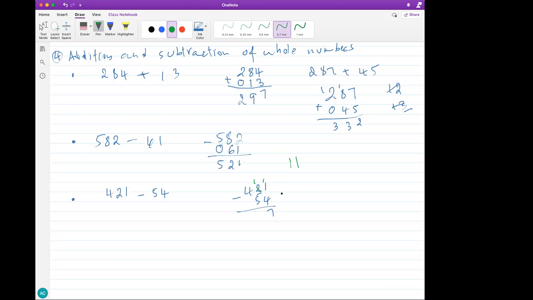Where do we borrow from? From the 4. Exactly. Always borrow from the direct next column. So this turns into 3, and the 1 becomes 11. So again, forget about the 2. We have this 1, and we're going to borrow another 1 from here, which goes here. So now this looks like an 11. So 11, take away 5, that would be 6.